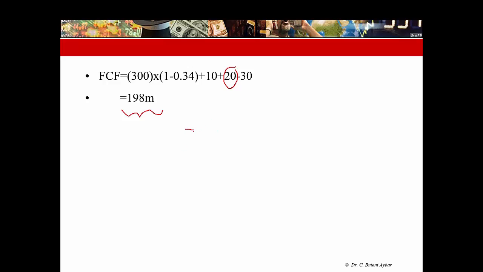we have this relationship EBIT times 1 minus tax, plus depreciation, minus change in working capital requirement and minus net fixed asset investments.